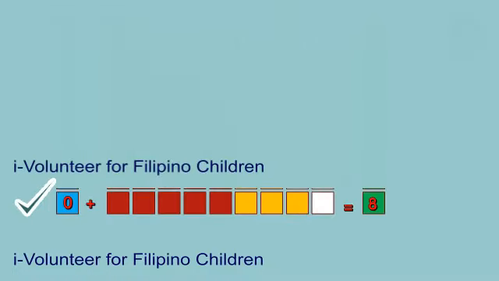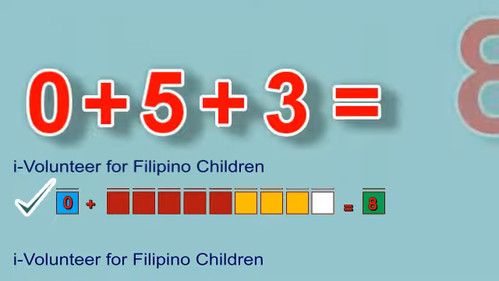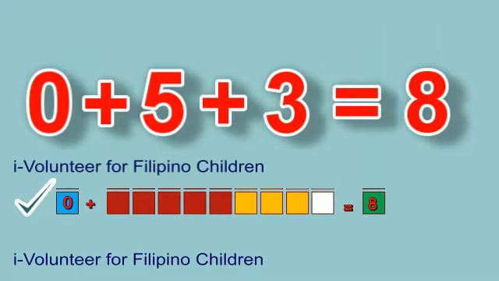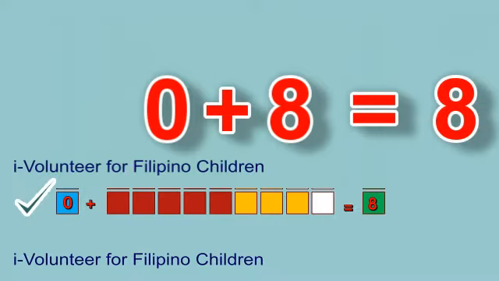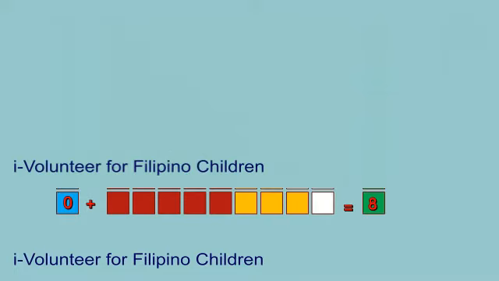How about this one? Did you get it right? 0 plus 5 plus 3 is equal to 8. Or it can be read as 0 plus 8 is equal to 8. Sige nga, bilangin natin ang red at orange blocks. 5, 6, 7, 8.